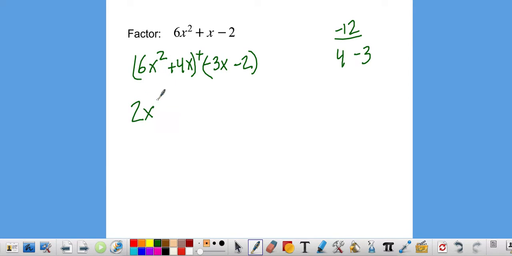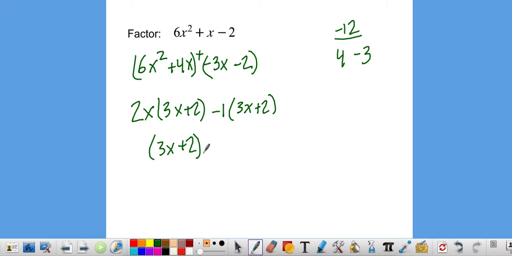What can we factor out of 6x squared and 4x? We can take out a 2x. We're left with 3x plus 2. Here we can take out just a negative 1. We're left with 3x plus 2. And then we can factor out a 3x plus 2, and we're left over with 2x minus 1. All done. So there's 4 good examples of that.